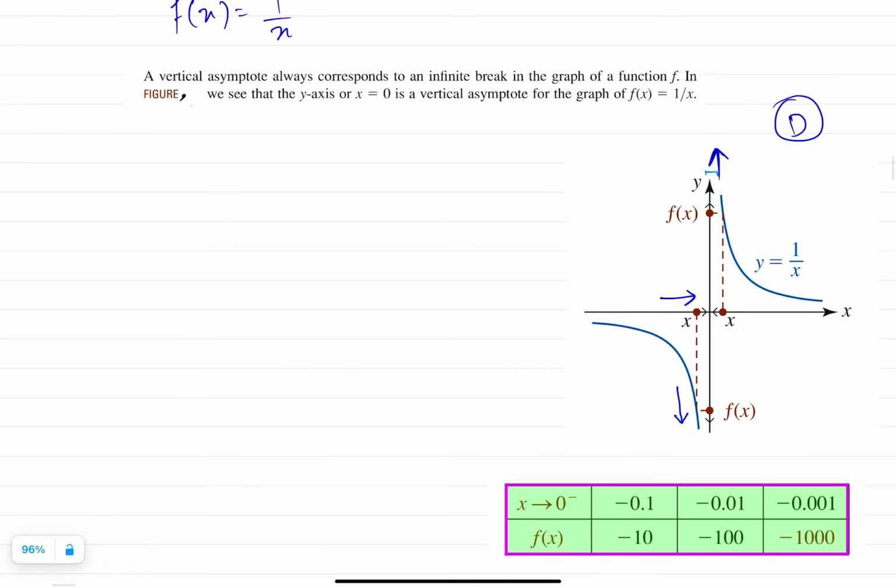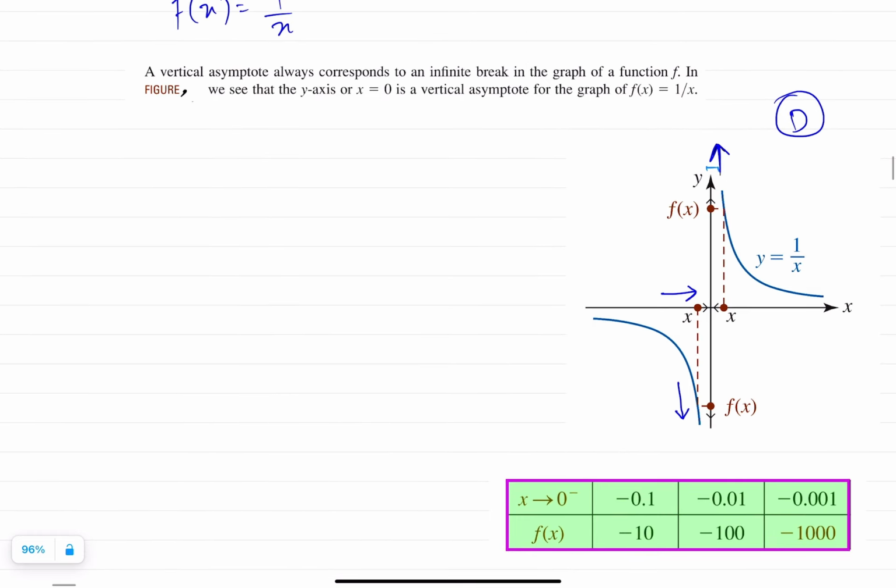We can also do it by the table. For example, you can take values less than 0, for example negative 0.1, negative 0.01, negative 0.001, and you can observe the output the function generates. In this case, it's negative 10, negative 100, negative 1000. That means as we come closer and closer to the value 0, the output is getting smaller and smaller. That means we're not approaching a specific number.